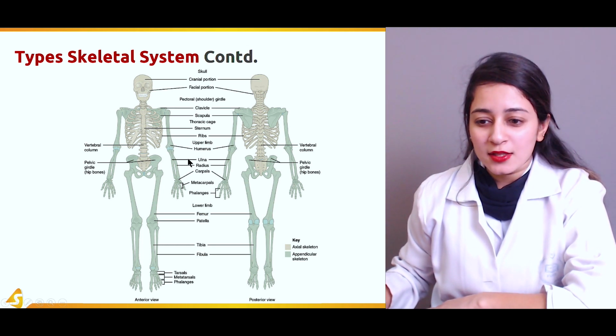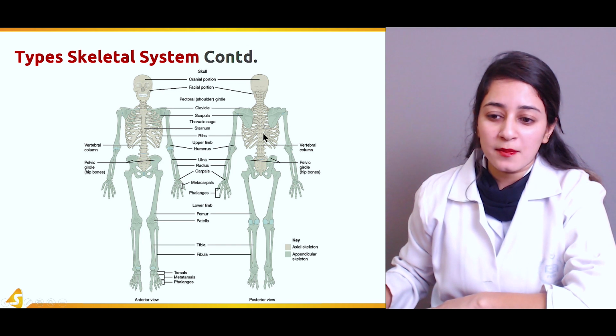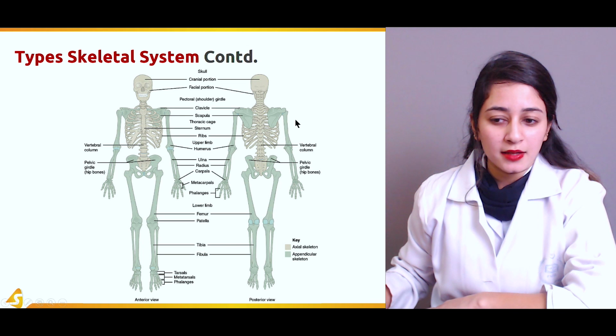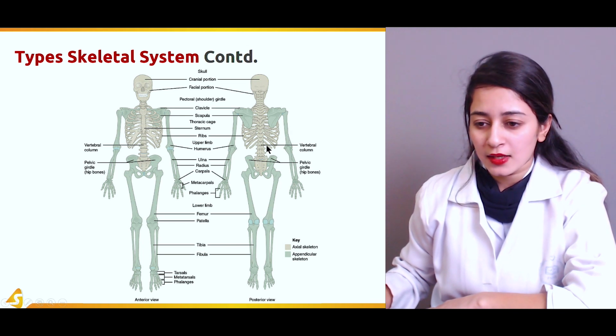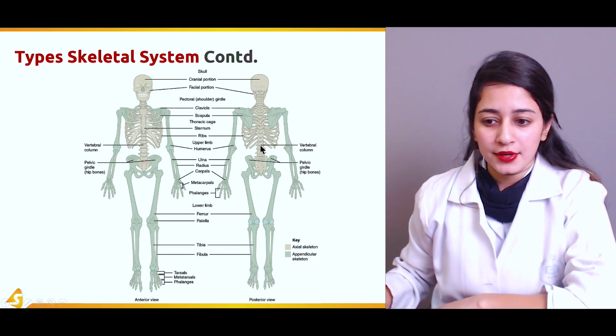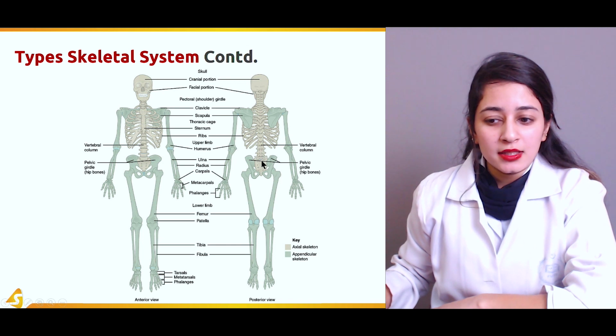Then we have this vertebral column, which is present on the back side of the body. Here we have the sternum, and just behind the back, we have the vertebral column. 34 bones, I've told you before. Then we have this pelvic girdle, hip bones.